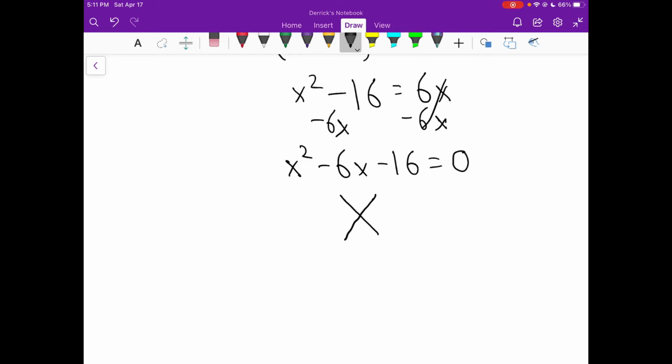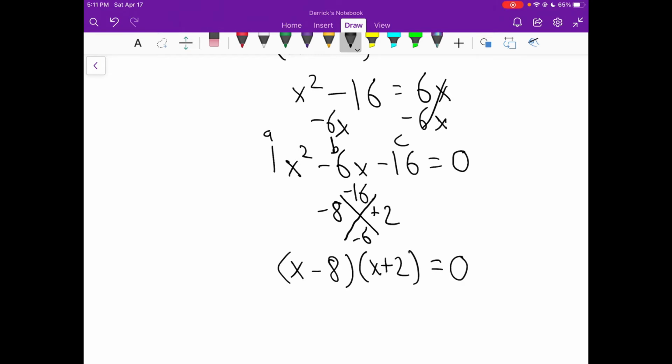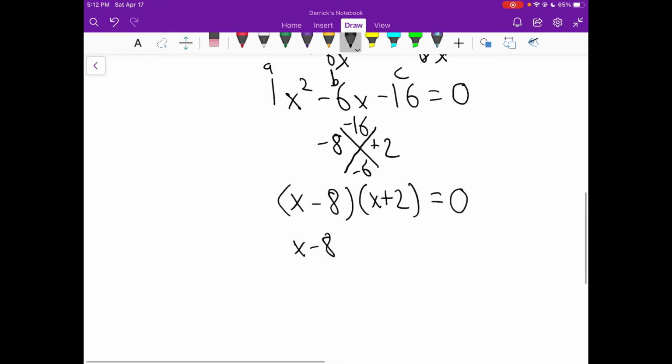But we'd take our A value of 1 times our C value of -16, and then we'd take our B value of -6, and we are looking for two numbers that multiply to -16 but add to -6. In this case, that would be -8 and +2, giving us factors of x minus 8 and x plus 2. So we would want to set each of those equal to 0 and solve them out to give us our two answers at this point of x equals +8 and x equals -2.